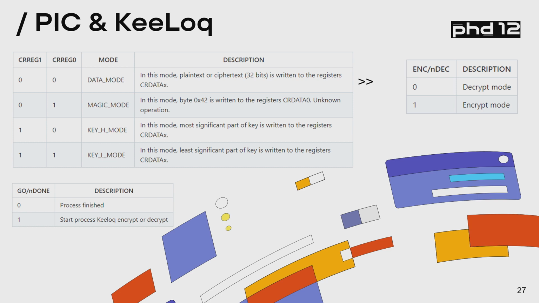So I assume that register 110 was register control, and the bits there would probably be responsible for modes. So I was assuming that I had to enter the key and then feed the data, start the encryption process, and then collect the encrypted data.